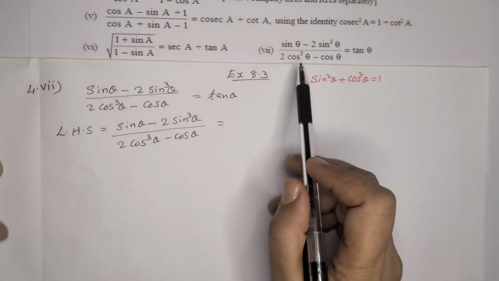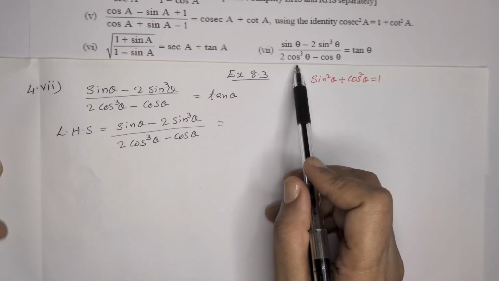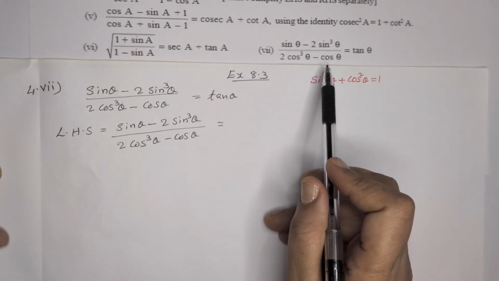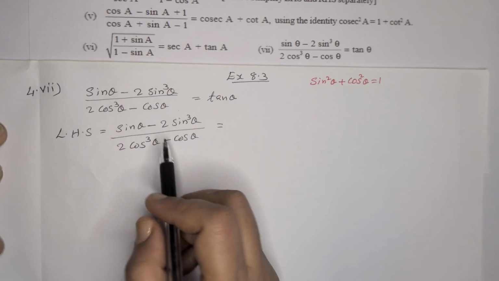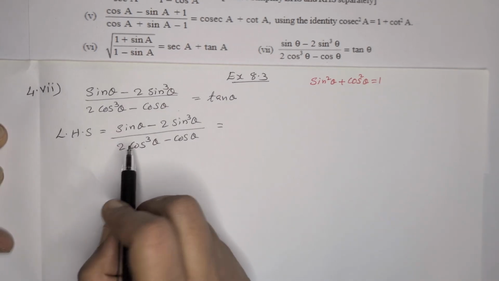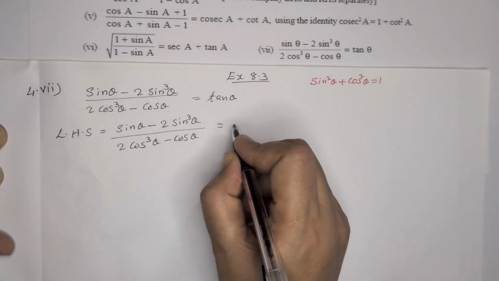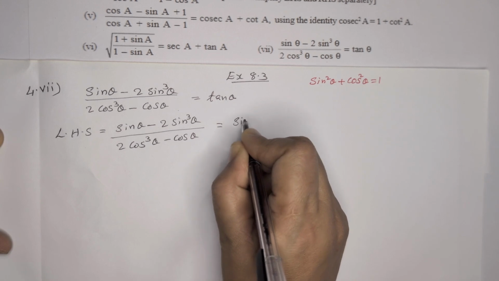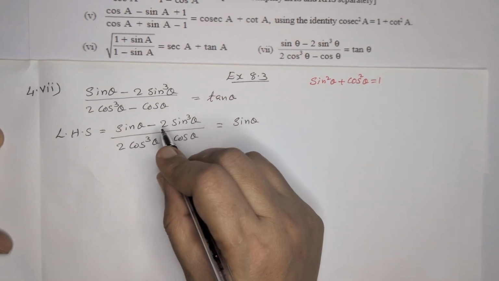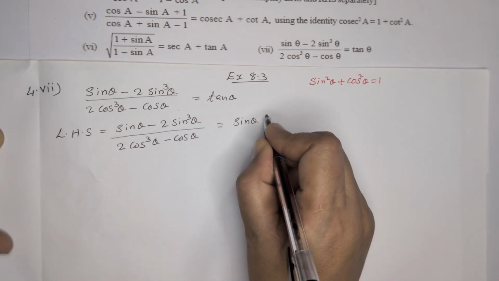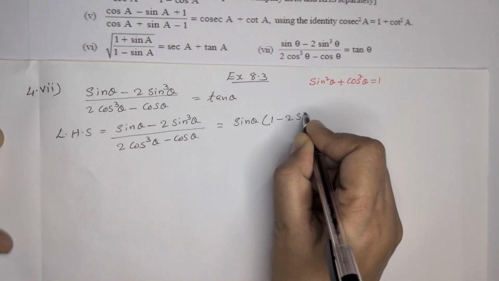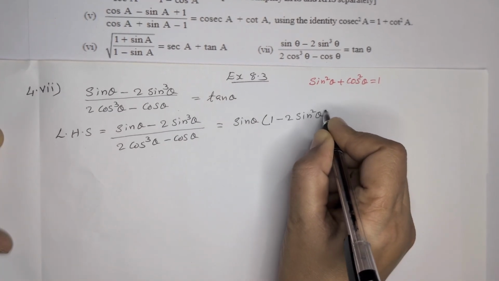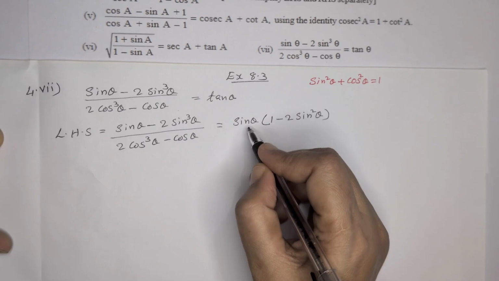Seventh one: (sin theta minus 2 sin cube theta) by (2 cos cube theta minus cos theta) is equal to tan theta. For that, first we can start with LHS. From the numerator we can take sin theta as common. From these two terms, sin theta we can take as common. Then 1 minus 2 sin square theta. From sin cube, 1 sin theta we are taking out.